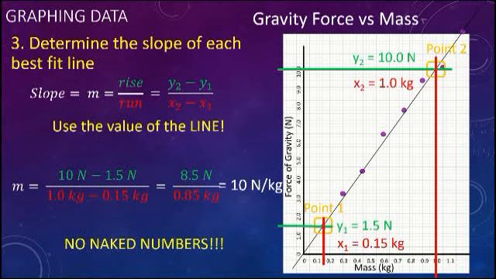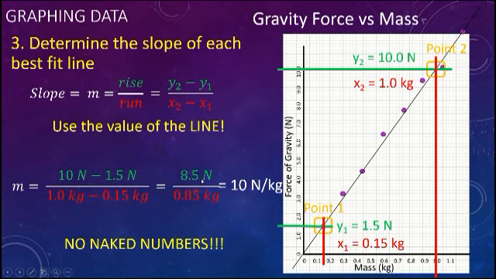We're going to find our slope has a value of 10. Now, we're in science class, so we do not have naked numbers. We always have a label on a number. If we write a number down, it has a label. So in this case right here, the value of our slope is 10.